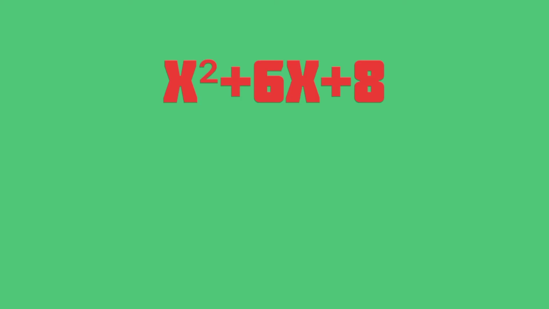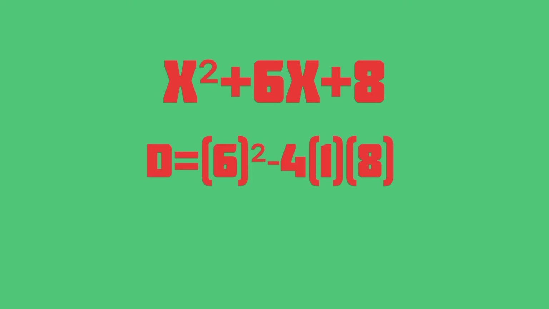So now we go to our second example: x squared plus 6x plus 8. Just like earlier, D equals 6 squared minus 4 times 1 times 8. We multiply 6 to its second power, and we multiply 4 by 1 and then by 8. Thus, we get 36 minus 32, and then the final answer, the discriminant, equals 4.